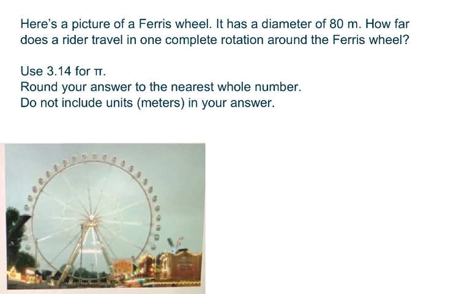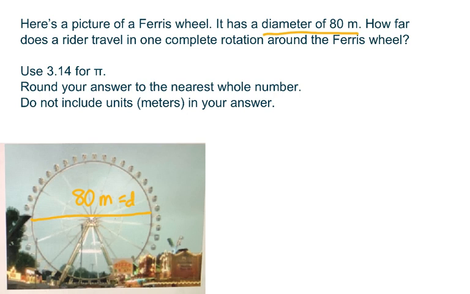So let's start with some labeling. We do have a picture, which is great, and I'm just going to put some of the information that was given to me. It says it has a diameter of 80 meters. Diameter is the distance across the circle through the center from edge to edge. So this has a diameter of 80 meters.